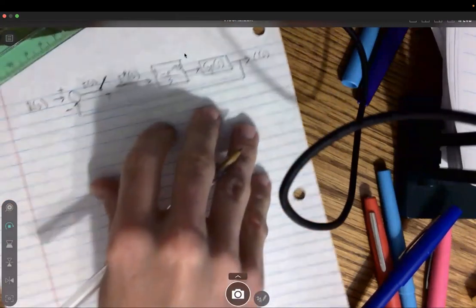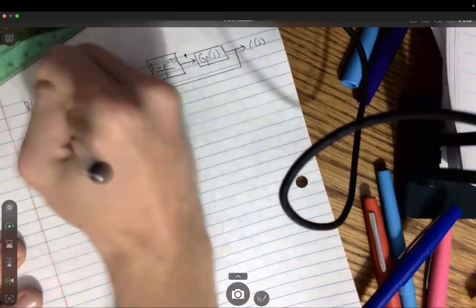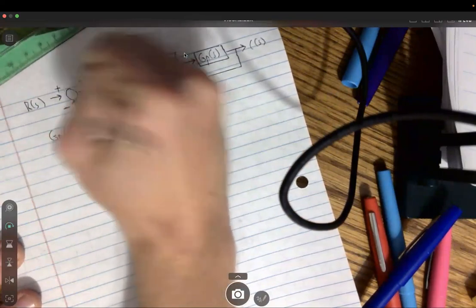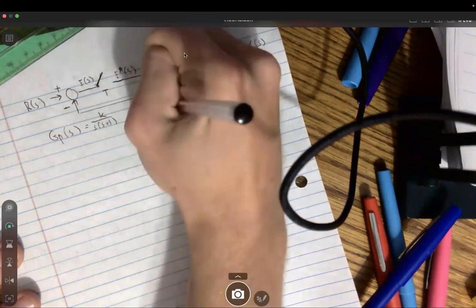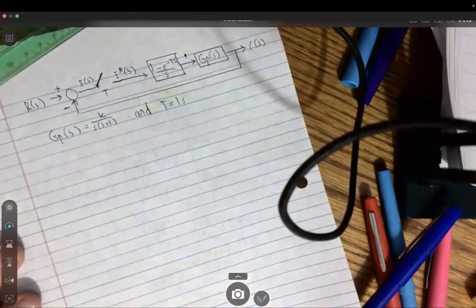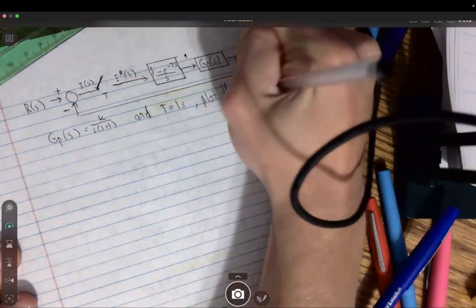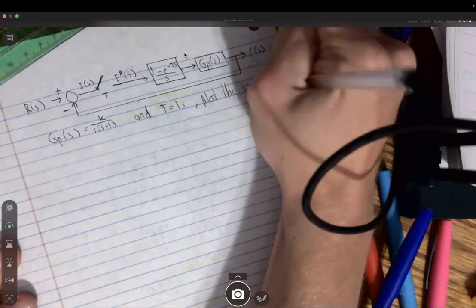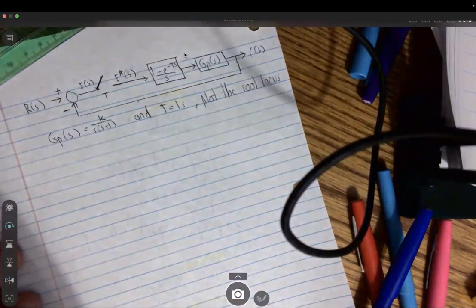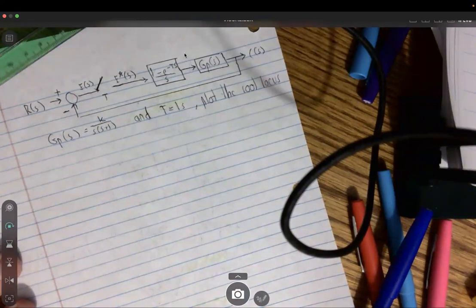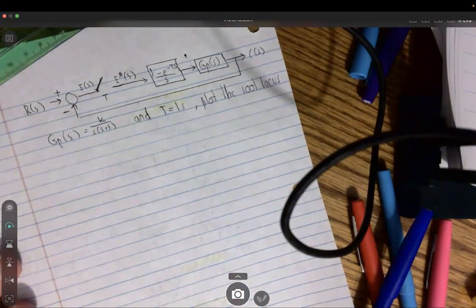So what we have within the system is it says GP of s is defined as K all over s times (s plus 1), and T is equal to 1 second for the sampling time. So it says plot the root locus. When you have to do root locus plotting, we're a little familiar with it, first let's find the closed loop transfer function in order to get basically our characteristic equation at the denominator.